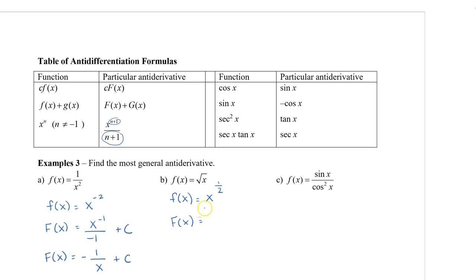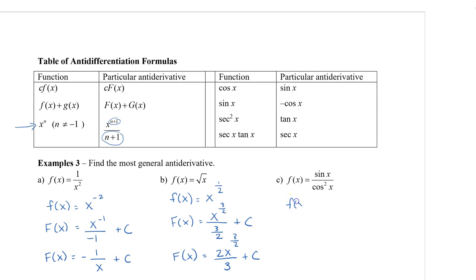So using, again, this formula here, we're going to add 1 to the exponent and then place that same exponent in the denominator. So when I take half plus 1, I get 3 over 2. And then I put 3 over 2 in the denominator, and then don't forget the plus c. And let's just rewrite this so we don't have the fraction like that. So we have 2x to the power of 3 over 2, all over 3, and then plus c.